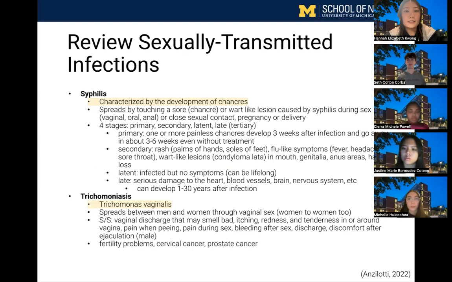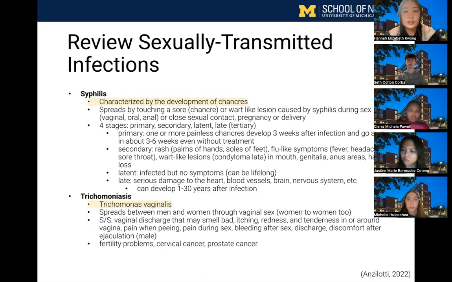Syphilis is characterized by the development of chancres, which many people can, again, have difficulty telling that they have. It spreads through touching a sore, which is a chancre, or a wart-like lesion during sex or close contact, pregnancy, or delivery. There's 4 stages of this, which include primary, secondary, latent, and late, also called tertiary. In the primary stage, there's 1 or more painless sores that develop 3 weeks after infection, and they usually go away around 3 to 6 weeks without treatment.